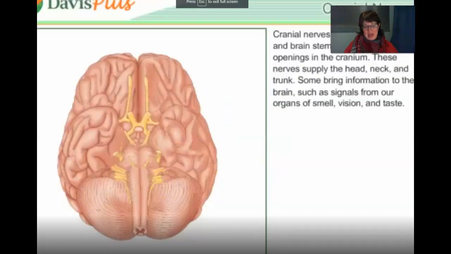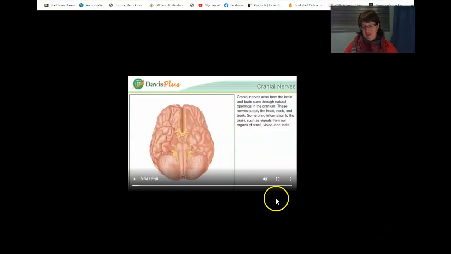Cranial nerves arise from the brain and brain stem. They've changed some of the terms, so they've called it the spinal accessory as opposed to just the accessory.